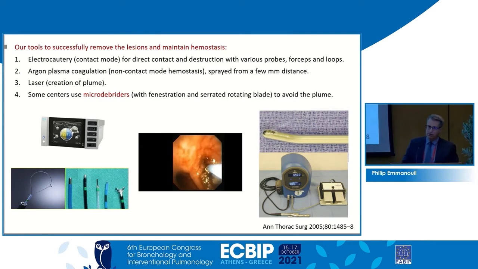Some sites, usually in the US, use also this microdebrider, which is an ENT tool mostly, but it is adapted also for bronchoscopy use. It has this fenestration that you can see with a serrated rotating blade, and it cuts through the papilloma and actually debulks. And some physicians prefer this because it doesn't produce a plume, but of course it's quite hemorrhagic.